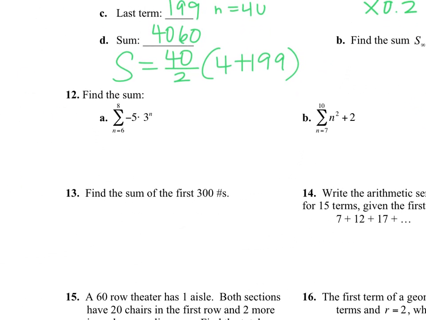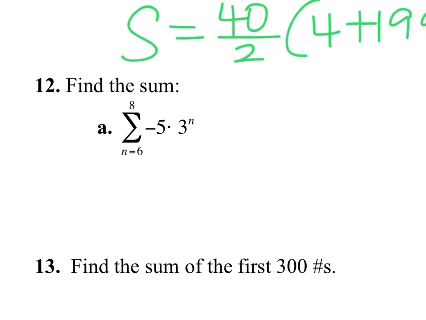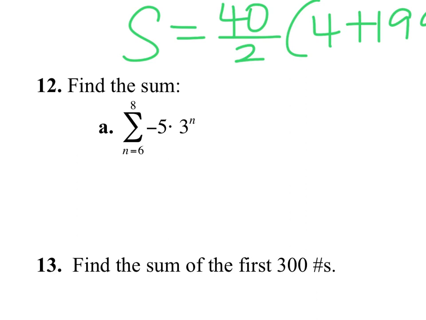Number 12. Do you see these? You're not going to use a formula for these. You don't need to ask which formula this is, arithmetic or geometric. What you're going to do is write out the numbers and add them up. There are only a few from 6 to 8. Let's go ahead with your calculator. I plug in n equals 6 first: negative 5 times 3 to the 6th power.